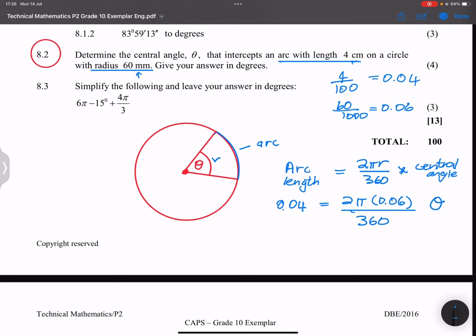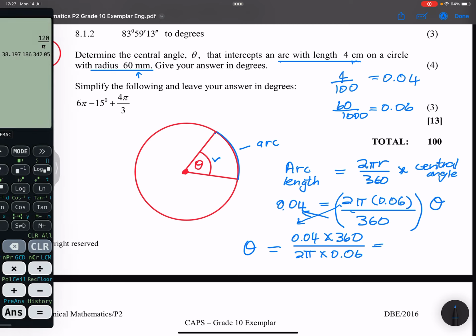So what are we going to do, ladies and gents? We're just simply going to multiply by the inverse of this entire thing. So what I am going to do to get theta, multiplied by 360, divide by 2 pi over that entire thing. So I'm going to say this is 0.04 multiplied by 360, divide by 2 pi times 0.06. Okay, and let's see what that gives us.